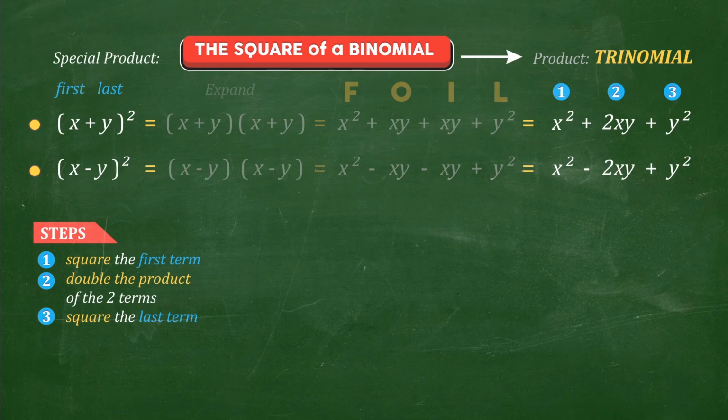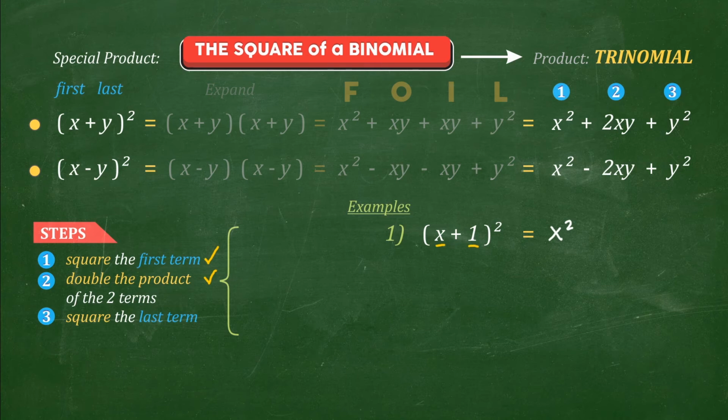It's time to apply these steps to quickly get the square of a binomial. Let's have example number 1, the square of x plus 1. Step 1, square the first term. Therefore, the square of x is x squared. Step 2, double the product of these two terms. Here's a tip. If you want to do this mentally, it's easier if you multiply the two terms first, then double it. Let's do that. Multiply x and 1, it's 1x. Double 1x, it's 2x. Middle term done.